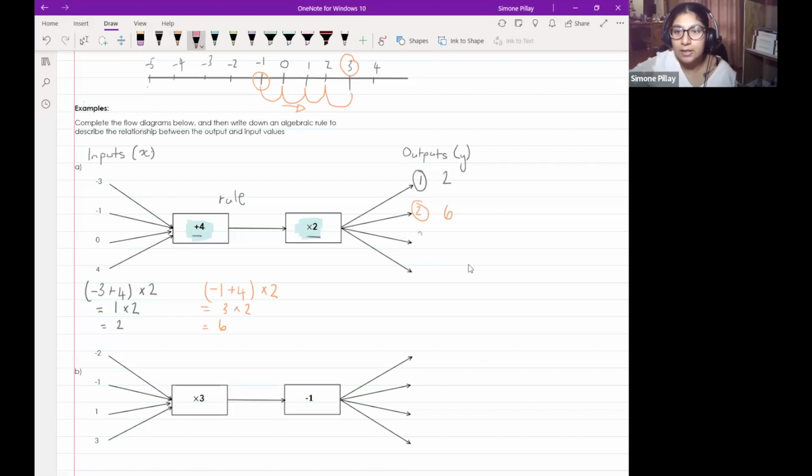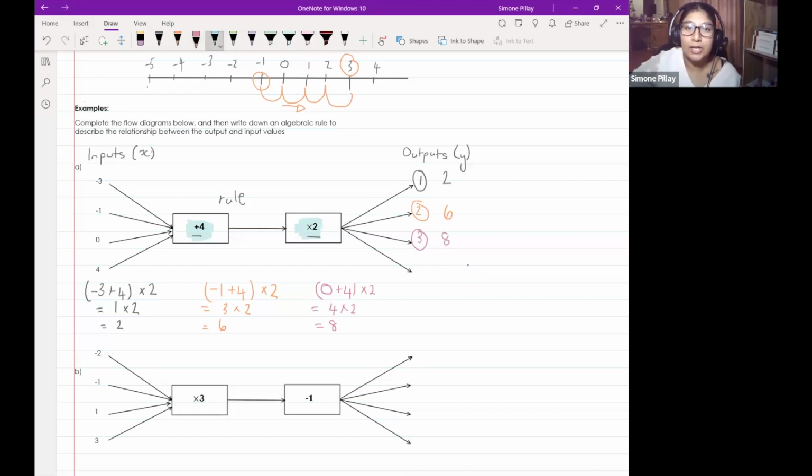Let's go to my next one to calculate 3. What is my input? My input is 0. 0 plus 4 is going to be 4. That's a super easy one because I'm not dealing with negative numbers there. So 0 plus 4 is 4 times 2. That is going to be 8.